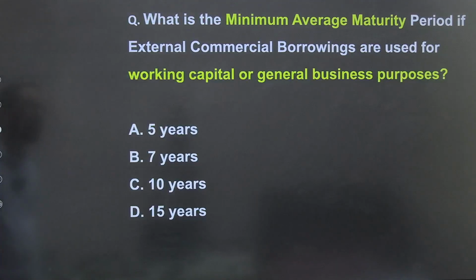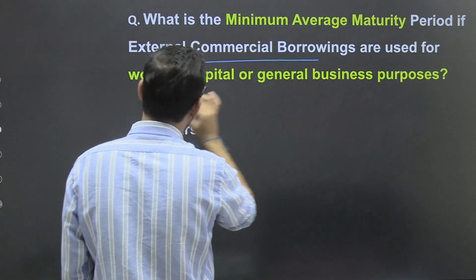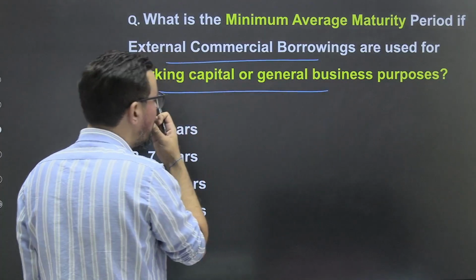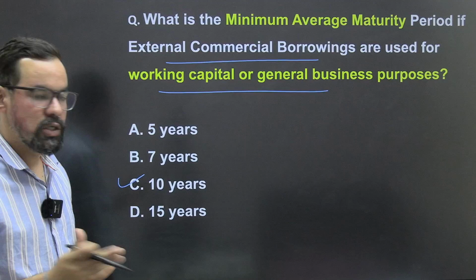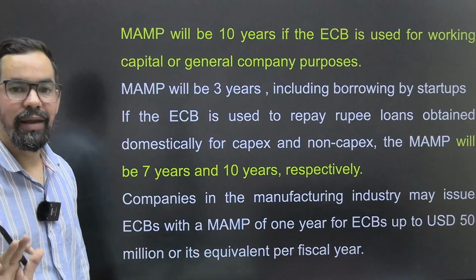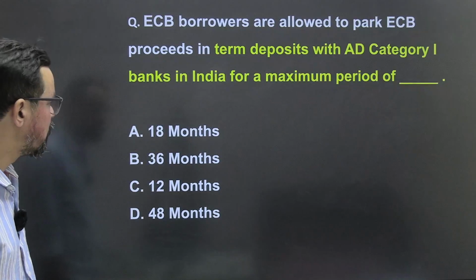Right. Next one. What is the minimum average maturity period if external commercial borrowings are used for working capital or general corporate purpose? So what will be our correct answer? There is no if and but condition. Straightforward, your answer will be 10 years. Right. So this is the one. Next one. We just went through this.